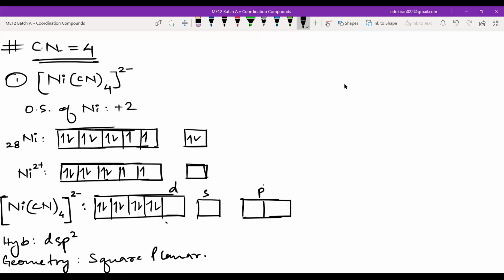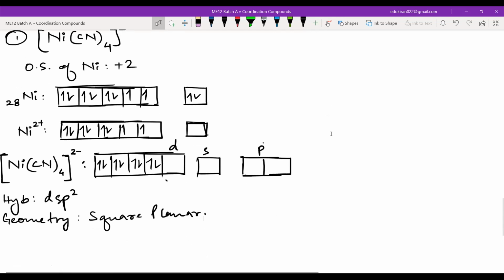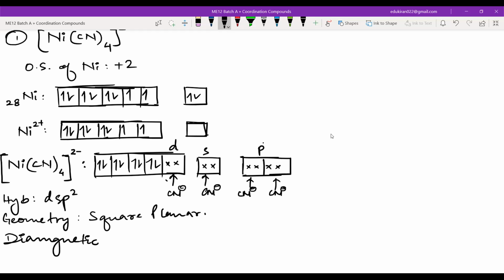Done, guys? Yes, sir. So one second. Then you can just draw the CN negatives like this, right? No cross was missed this time, right? Not missed. And it is diamagnetic.